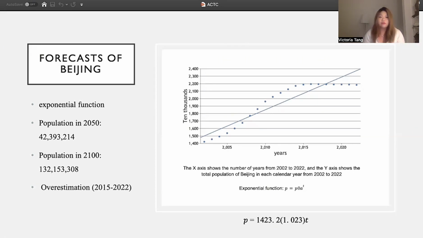However, according to a graph of the real data of Beijing's population, around the year 2015 to 2023, the population remained steady with very small fluctuations. Therefore, the model might be a little bit overestimating the overall population of Beijing.